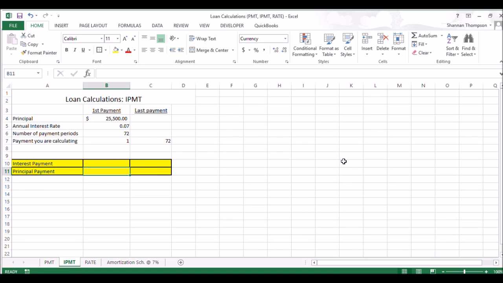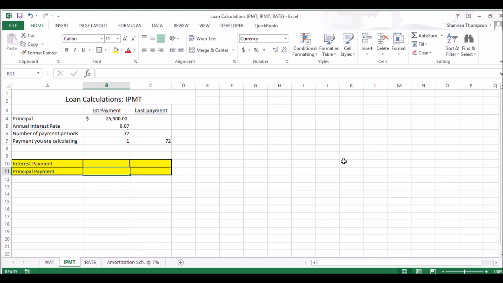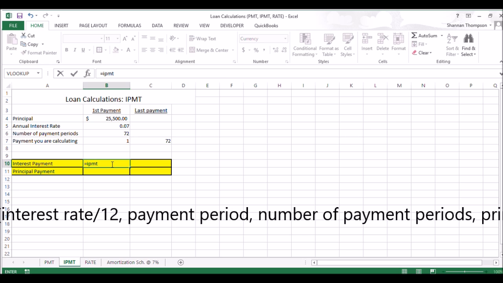Now, usually with a monthly payment, a portion of it is going to go towards interest, and a portion of it is going to go towards the principal balance. The next part that you want to figure out is how much of that monthly payment is going towards interest and how much is going towards the principal amount. So the formula that we're going to use is the IPMT function. And there are 4 parts to this formula.